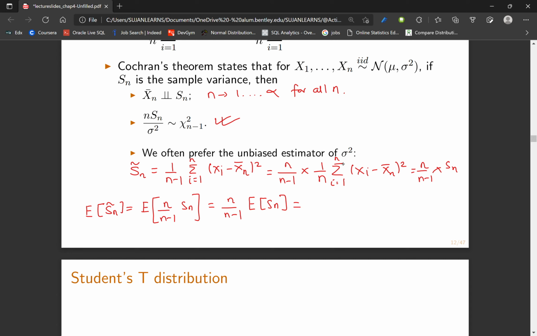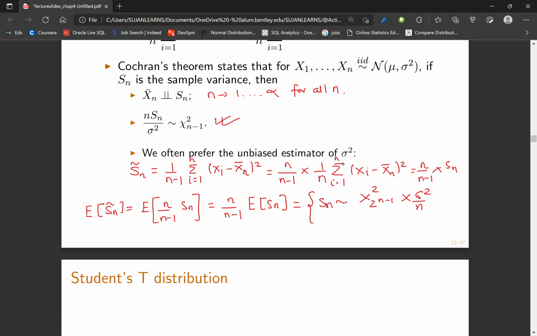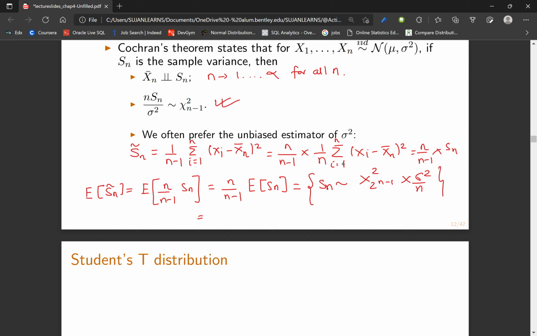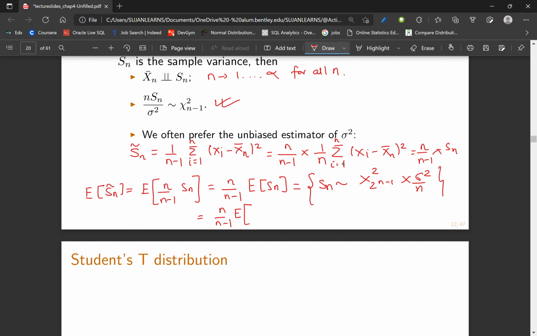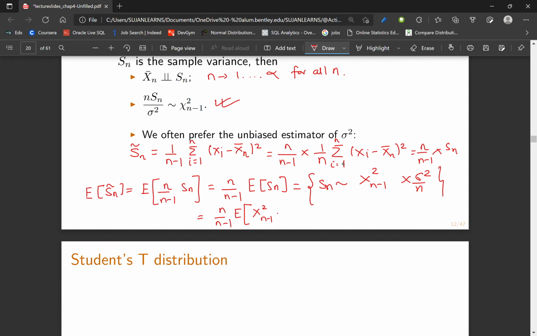Now we will use the second point from Cochran's theorem, which says that Sn has a chi-square distribution with n minus 1 degrees of freedom, that is a chi-square distribution with n minus 1 degrees of freedom multiplied by sigma square and divided by n. Therefore, n over n minus 1 and the expectation of chi-square with n minus 1 degrees of freedom times sigma square over n.